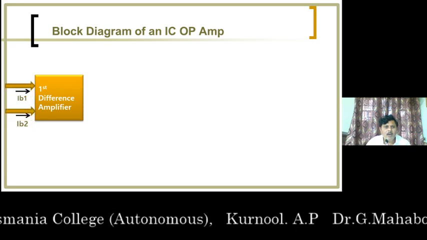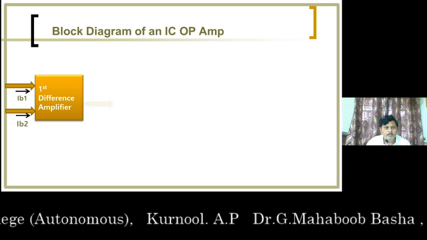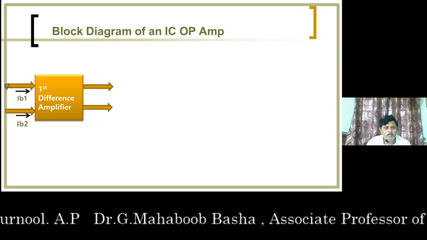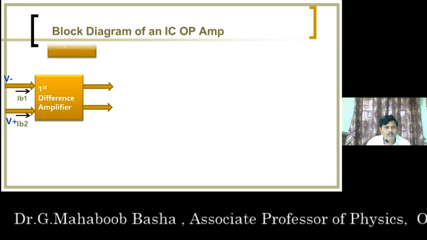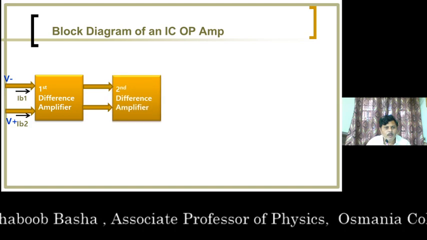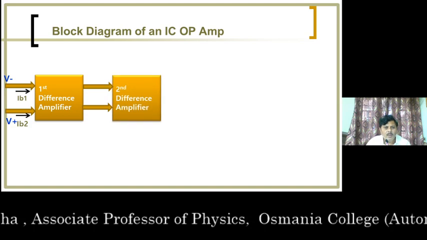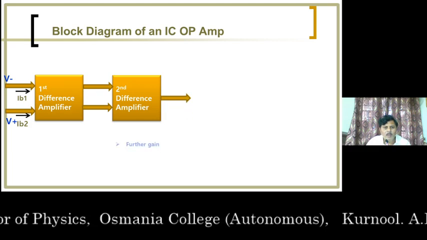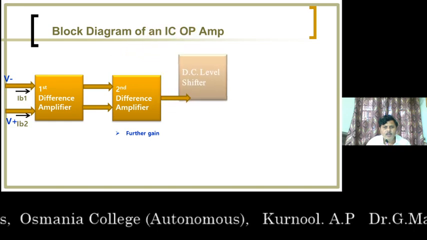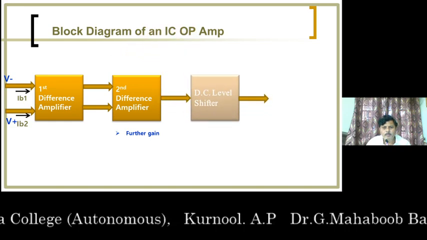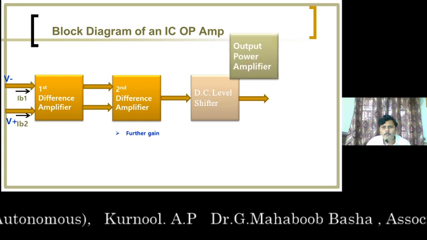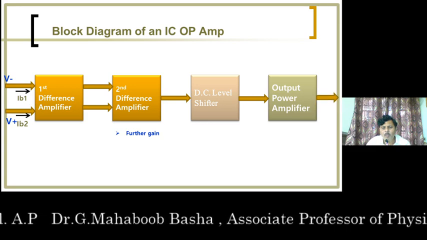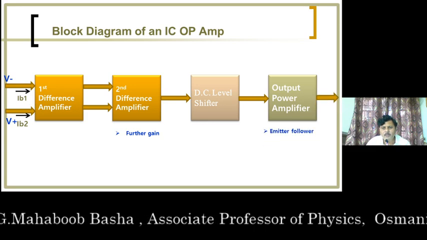The first stage is a differential amplifier, a double-ended differential amplifier having two input terminals. One is called inverting input, the other is called non-inverting input, and it has two outputs. The second stage differential amplifier has 2 inputs and 1 output. It is used for further gain. The third one is a DC level shifter having 1 input and 1 output. And the fourth box is a power amplifier. It is also called emitter follower to have low output impedance.